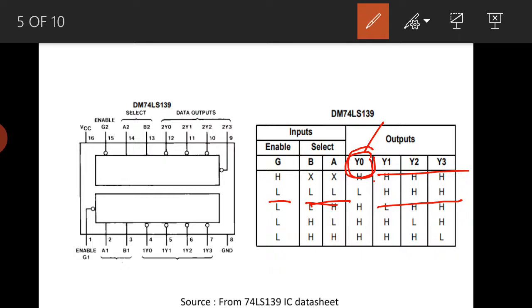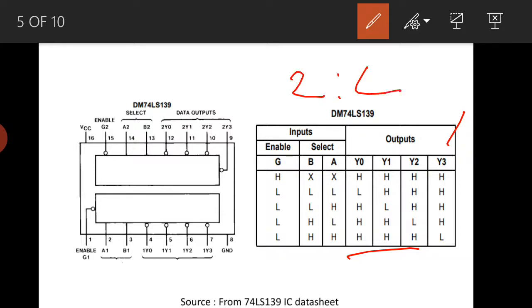Whenever the input is there, only one output will be enabled, all other outputs will be disabled. Next, if the combination is 0 1, the next, Y1, will be enabled, all others will be disabled. If 1 0, the third, Y2, will be enabled, others disabled. If 1 1, Y3 will be enabled, all others disabled. So this is how the decoder will work, demonstrated for a 2:4 decoder.